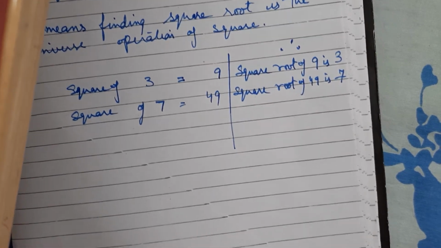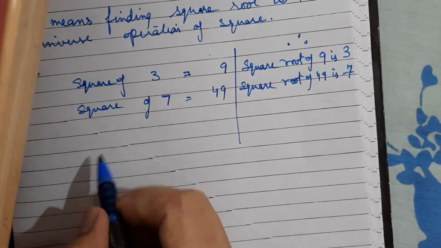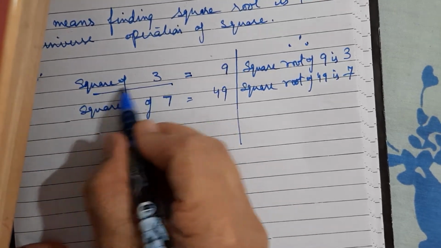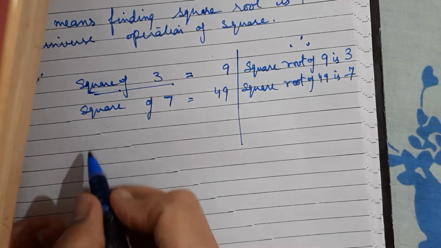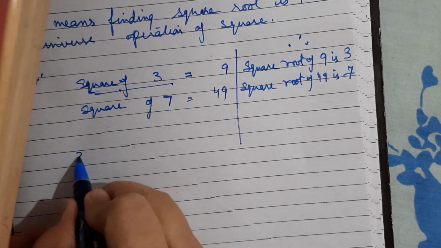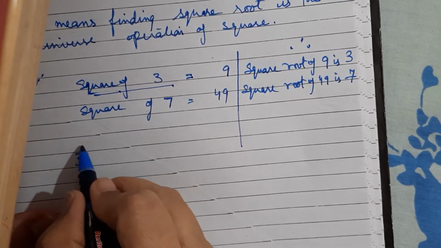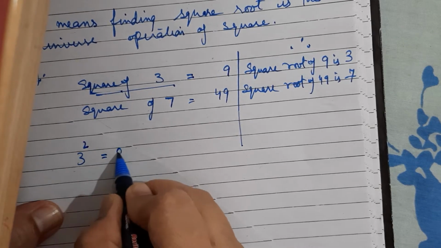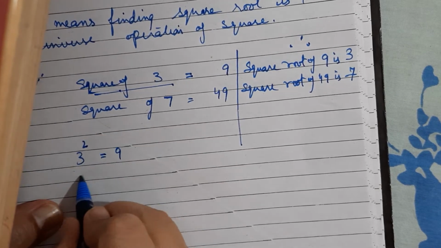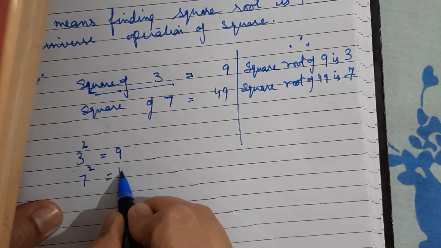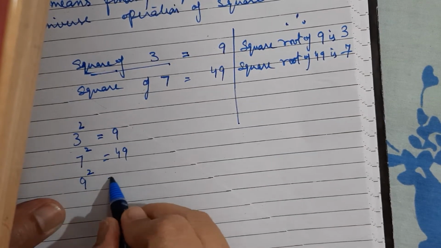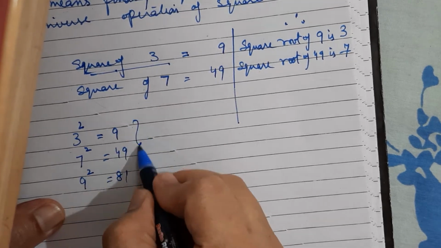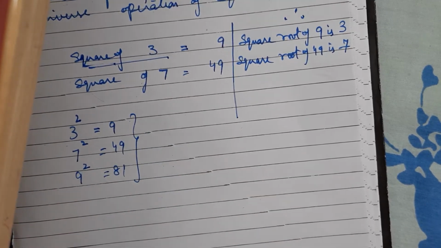Now children, this side you have learned, you have written, every time you will not write in words square of or square root, right? So this side already you know that square of 3 will be written as 3 square equal to 9. Square of 7 will be written as 7 square is equal to 49. Any other, square of 9 or 9 square is equal to 81. So this concept you have already learned.